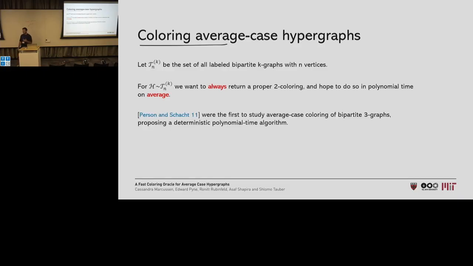Person and Schacht were the first to address the task. They designed a deterministic algorithm that does so for bipartite 3-graphs and has polynomial time on average. And recently, actually last year, Lee, Mulas, and Nagel extended it to all k at least 3. They provided a deterministic O(n^k) algorithm.